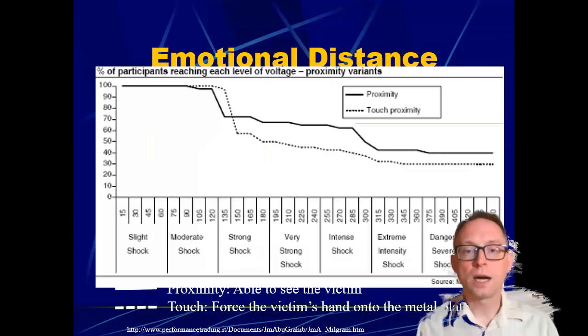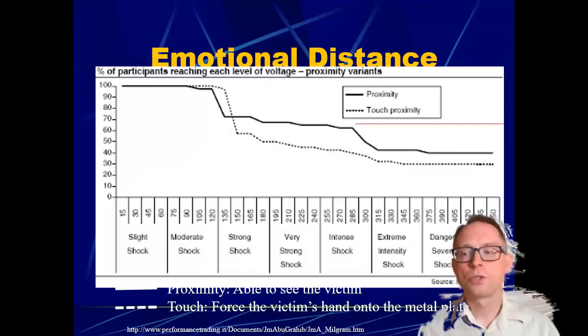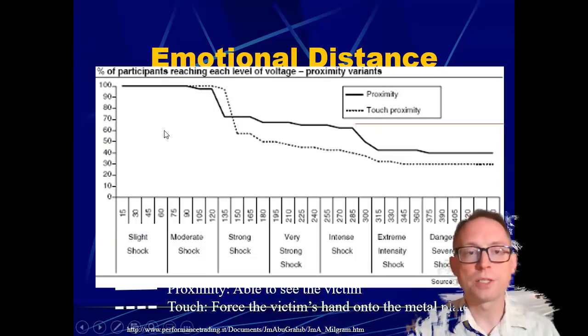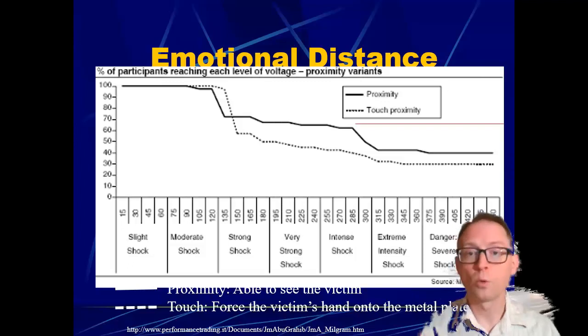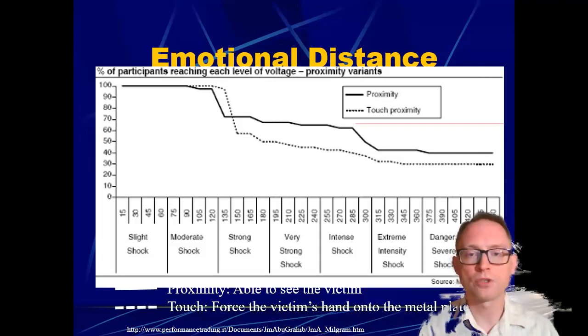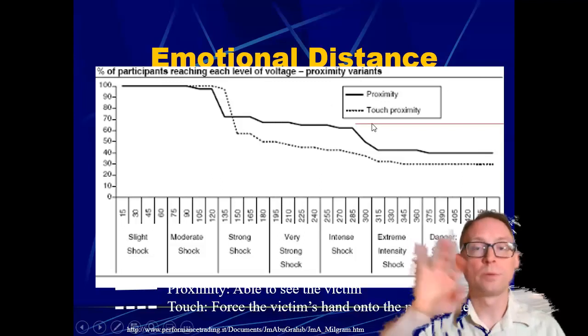Let's talk about proximity and emotional distance. So what you see right here are two different other versions. Now remember, this red line is the base rate. In the normal experiment, without any changes, it's about 2/3. This has to do with how close the person getting shocked, the learner, was. Now remember, it's always a confederate. It's not actually a person getting real shocked. But what happens is, under this red line, the normal experiment, they were in a different room.